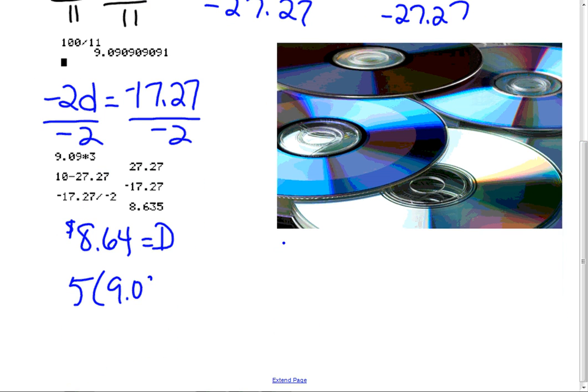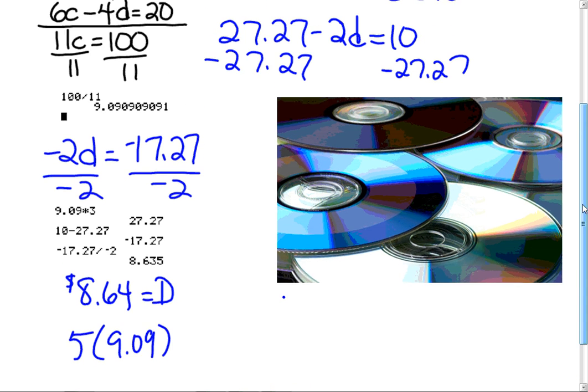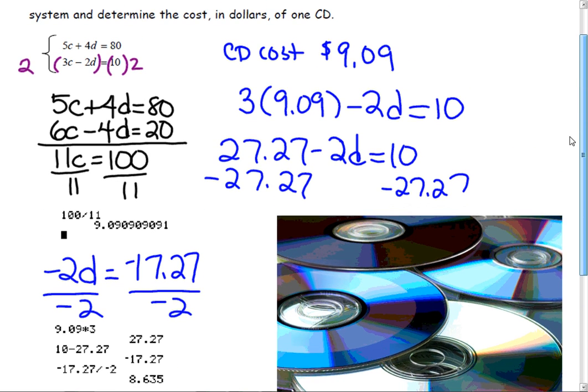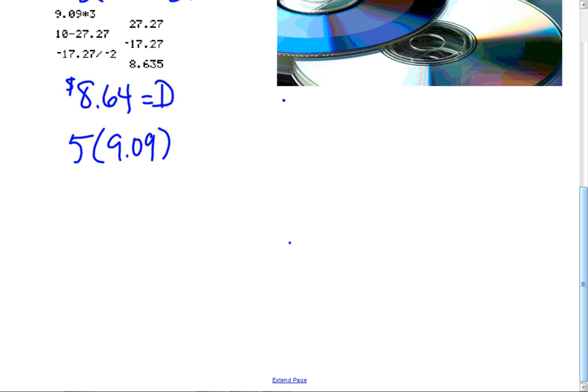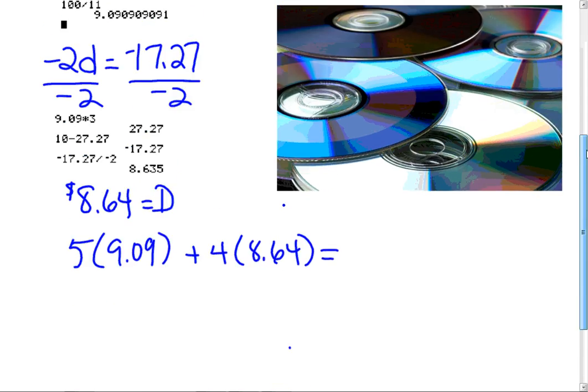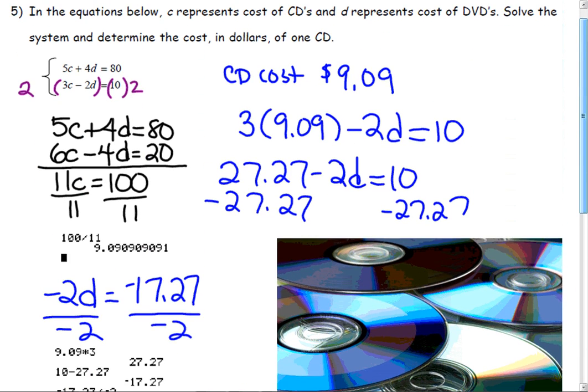Are we going to be off by a penny? What do you think? We could be off by a penny. They should have given us the pennies in there. But anyway, plus 4 times D, 8.64. Yep, we should have it done. Is that equal to 80?